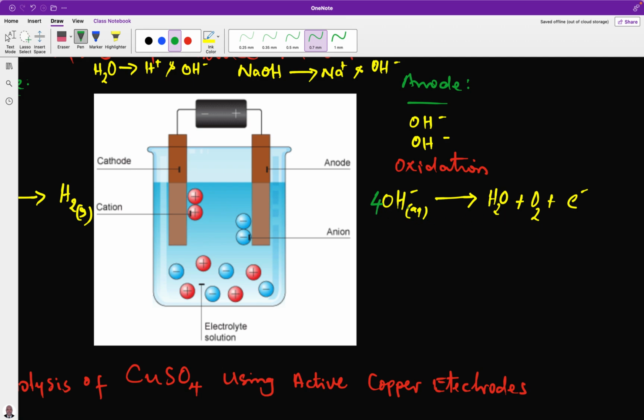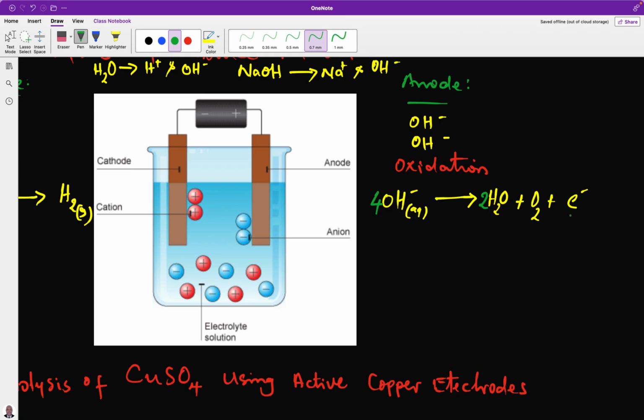There's 4 hydrogen here, so we put a 2 here. 2 hydrogen, 2 times 2 is 4 hydrogen. Okay, oxygen 4. 2 hydrogen, 2 oxygen. It balances the situation. But there are 4 ions on this other side.